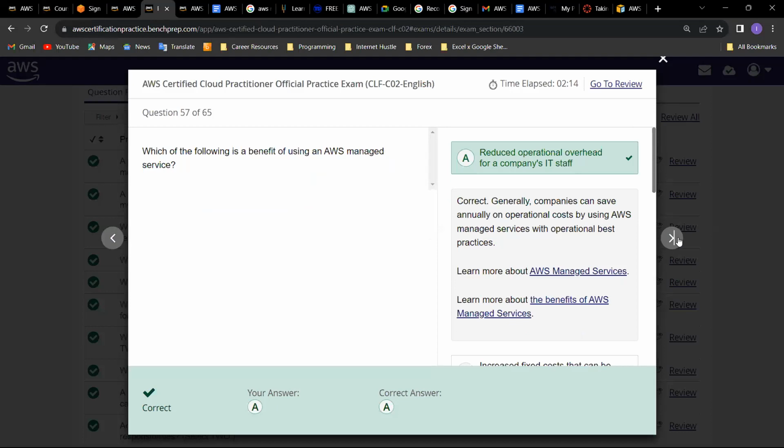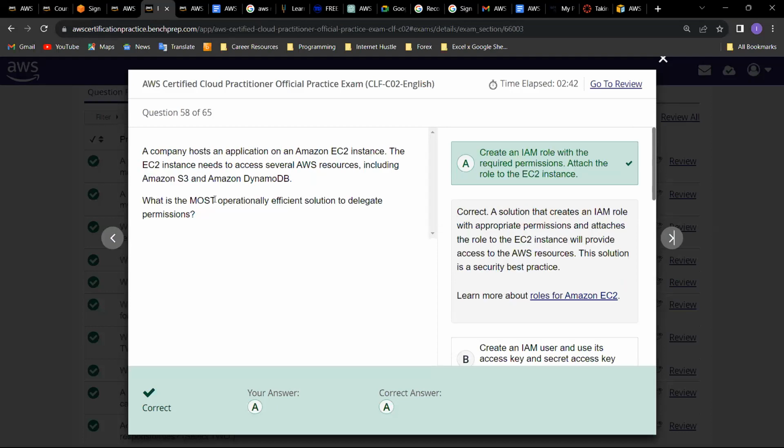And 58. A company hosts an application on Amazon EC2 instance. The EC2 instance needs to access several AWS resources, including Amazon S3 and Amazon DynamoDB. What is the most operationally efficient solution to delegate permissions?